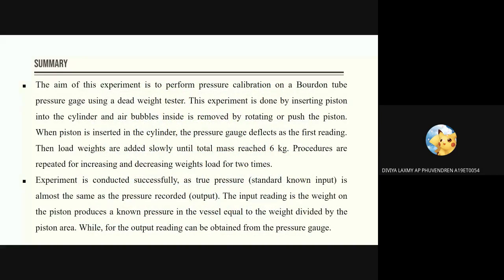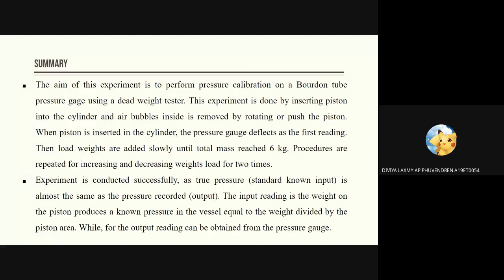As for the report summary, the aim of this experiment is to perform pressure calibration on a Bourdon tube pressure gauge using a dead weight tester. This experiment is done by inserting the piston into the cylinder, and air bubbles inside are removed by rotating or pushing the piston. When the piston is inserted into the cylinder, the pressure gauge deflects as the first reading. Then load weights are added slowly until the total mass reaches 6 kg. Procedures are repeated for increasing and decreasing weight loads 2 times.